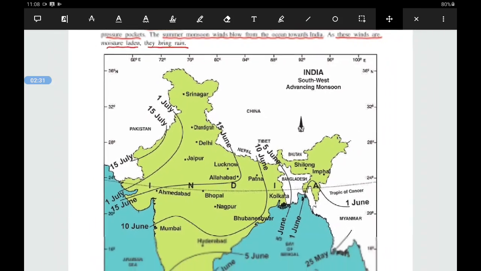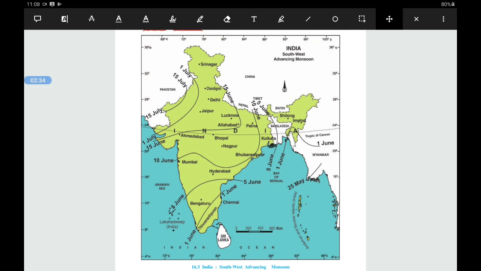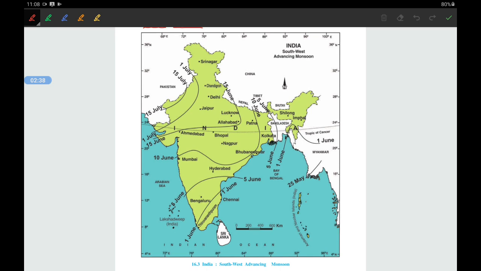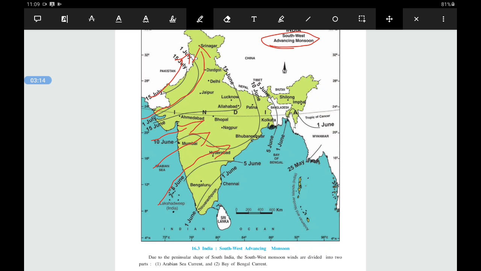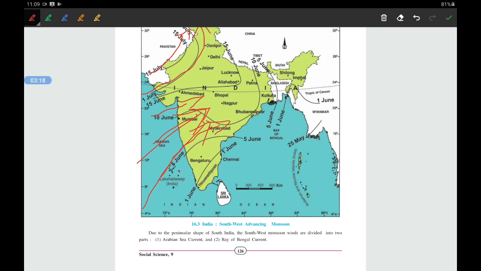Now you can see this map. In this map you can see that during most of the season, the rainfall comes from this side, but certain rainfalls are also here. So this is the advancing monsoon pattern, and that's why, as we already know, these are known as the southwest monsoon wind. Southwest, why? Because they are coming from the south and they are coming from the east, that's why it is known as the southwest monsoon wind.